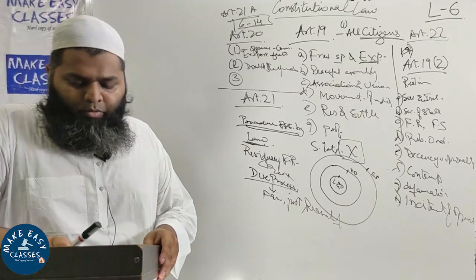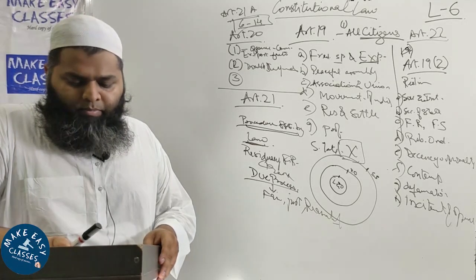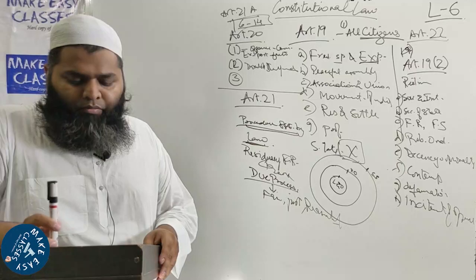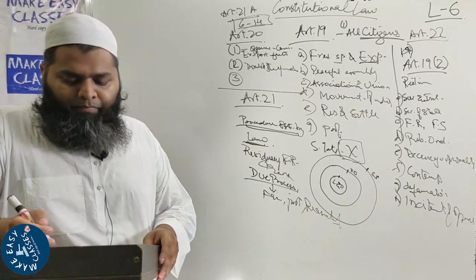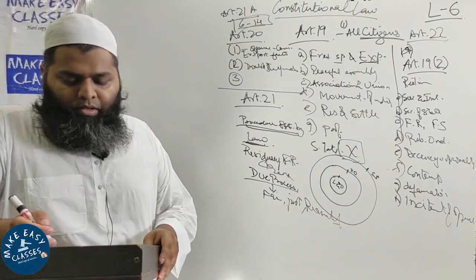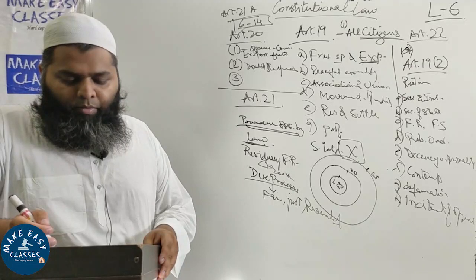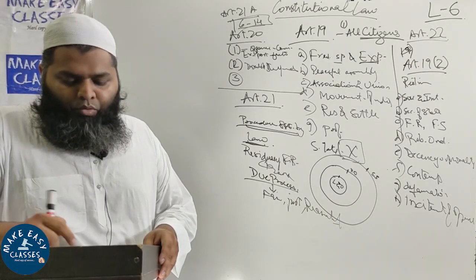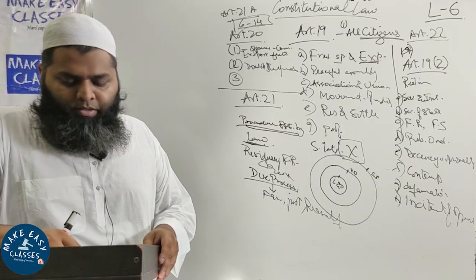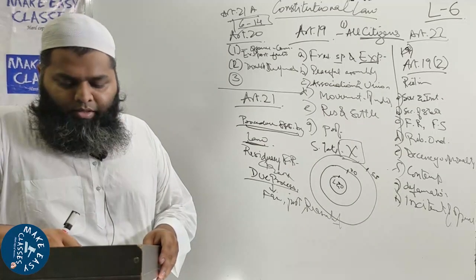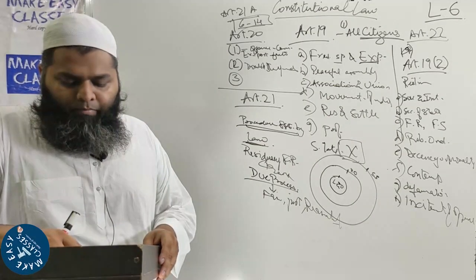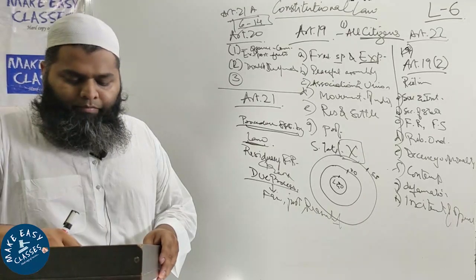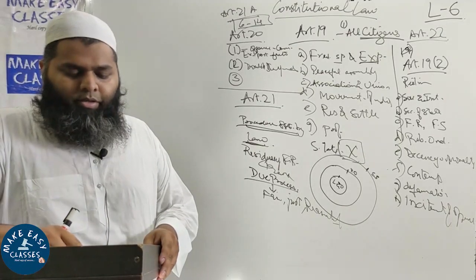detained in custody shall be produced before the nearest magistrate within the period of 24 hours of such arrest, excluding the time necessary for the journey from the place of arrest to the court of magistrate, and no such person shall be detained in custody beyond the set period without the authority of the magistrate.